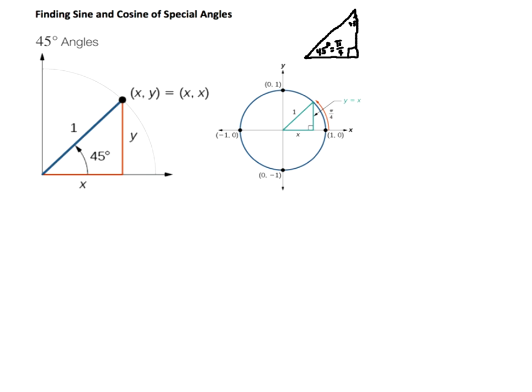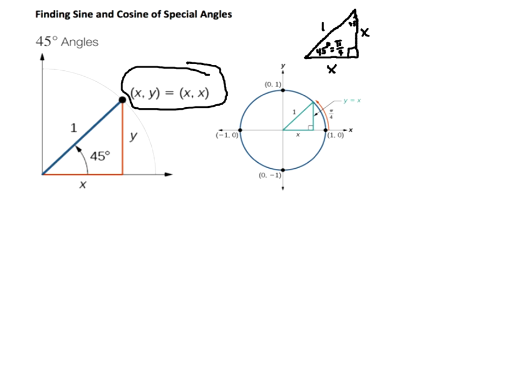When you have a 45, 45, 90 triangle, the legs of the right triangle are equal. So if this leg is x length, so is this leg. And when I'm inscribed in my unit circle, I know that my radius is 1. So that's why they have this right here. Because it's a 45, 45, 90 triangle, I know that x is equal to y. So I can rewrite that point really as (x, x) because they're the same thing.